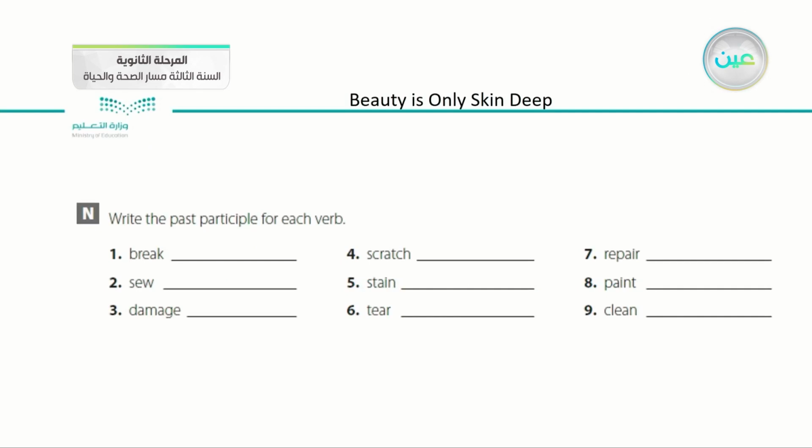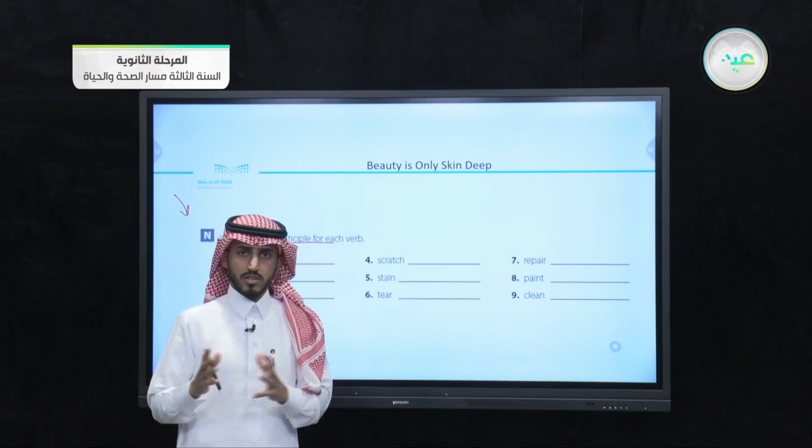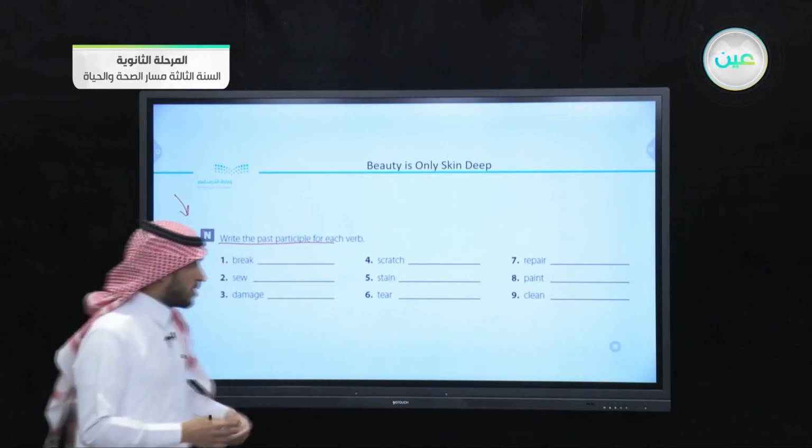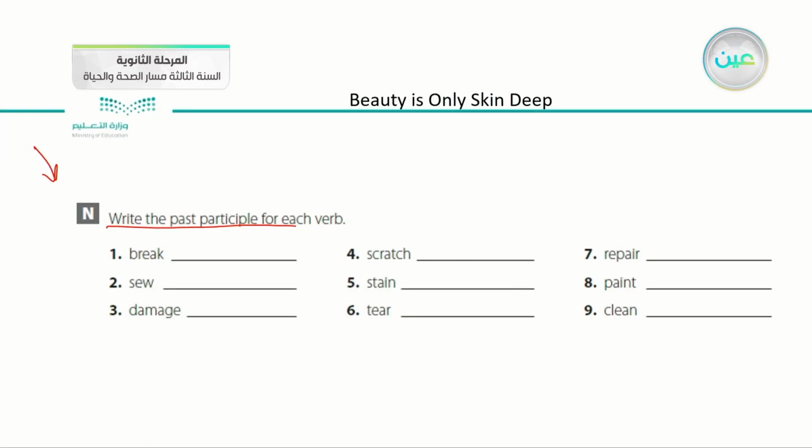Now I want you to open your workbook and go to page 29. On page 29, we have exercise N. In this exercise, we have a list of 9 words. You are asked here to turn these words into the past participle. So, what are the proper answer for each one of these words? The first one, break, as we have many examples, is broken.